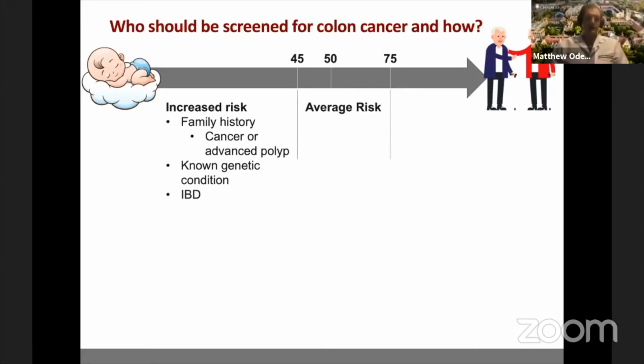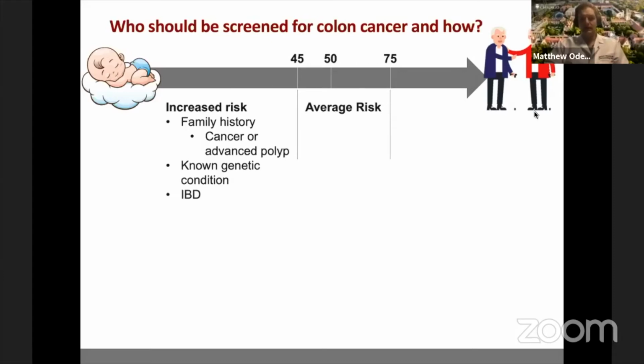Additional people who should be screened for colon cancer at an earlier age include those with known genetic conditions that predispose them to cancer. Common ones that you may have heard about are Lynch syndrome, and those with inflammatory bowel disease, which would be a topic for another discussion.